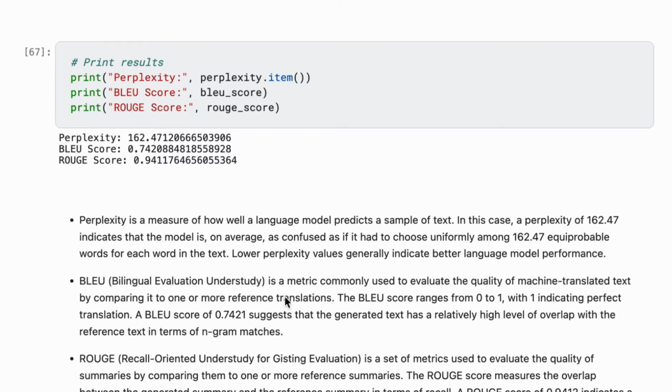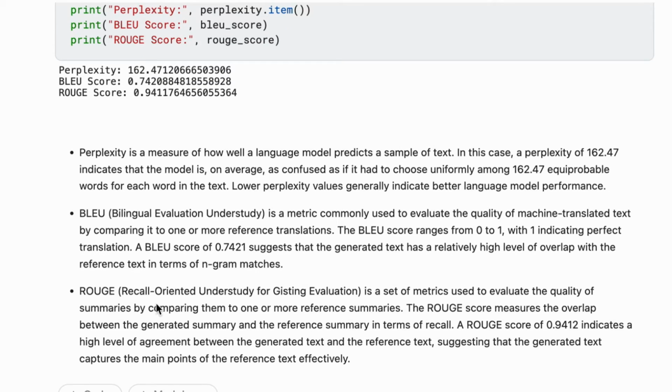Okay, then we talk about the BLEU score. It is used to evaluate the quality of machine translated text by comparing it to the reference text. The BLEU score is always between 0 and 1. So our score is 0.74, which says that our generated text highly overlaps with the reference text in terms of n-gram matches.